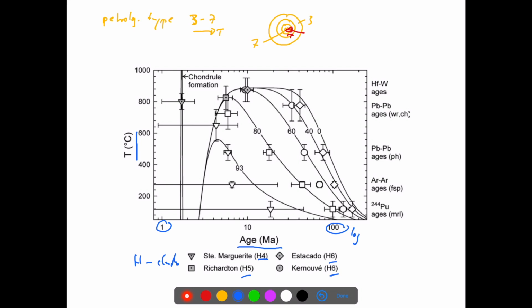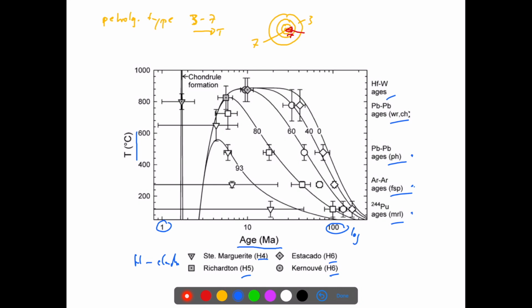dated in these chondrites. So for example, whole rocks, the age of the entire meteorite, using the hafnium-tungsten system for whole rock and chondrules, the lead system for phosphates, argon for feldspar, and 244 plutonium for merrillite. And these various components like phosphate, feldspar, merrillite form at different temperatures, which define their location on the y-axis, and then the age of these minerals is plotted along the x-axis.